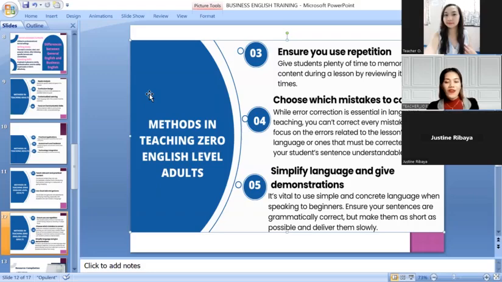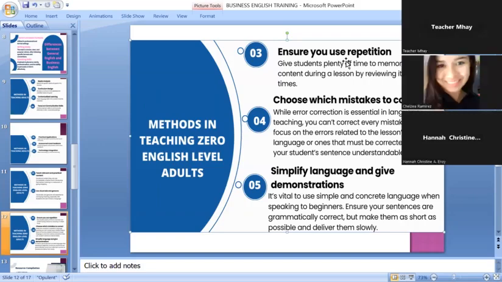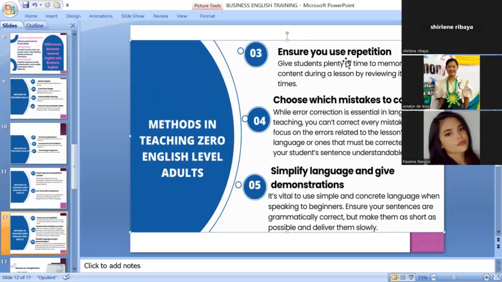Next is simplify language and give demonstrations. So how should we do it? How can we simplify the language that we use? Okay, who wants to share your idea? How can we make it simple? Especially because we're teaching zero English level, we need to use simple language at all times. So how can we do it? Who has an idea?